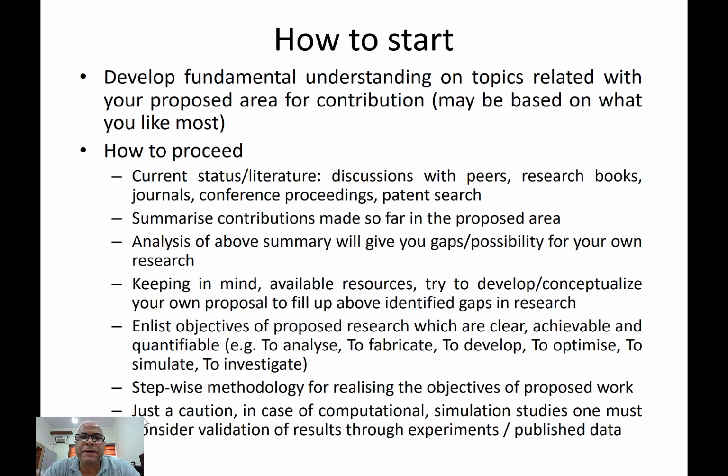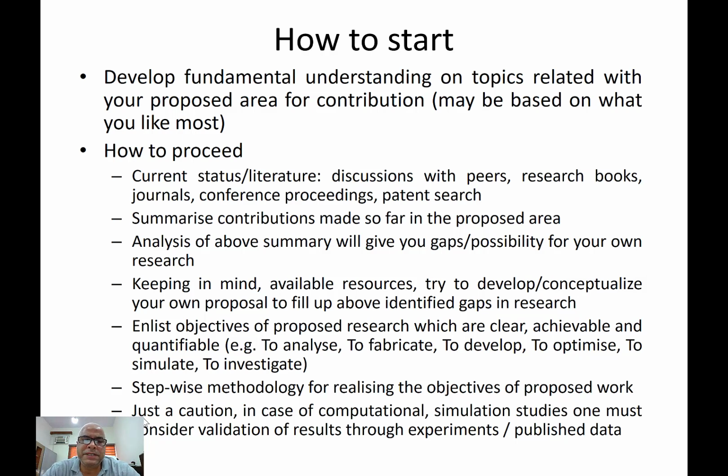First step is to understand the current status or the state of the art, and that is done through the literature survey. And for this purpose, we may interact with the peers, those who are working in this area. We can refer to research books, research journals, conference proceedings, and we can also undertake a patent search in that particular area of research in which the project is being developed, or thesis, dissertation or research work is being proposed.